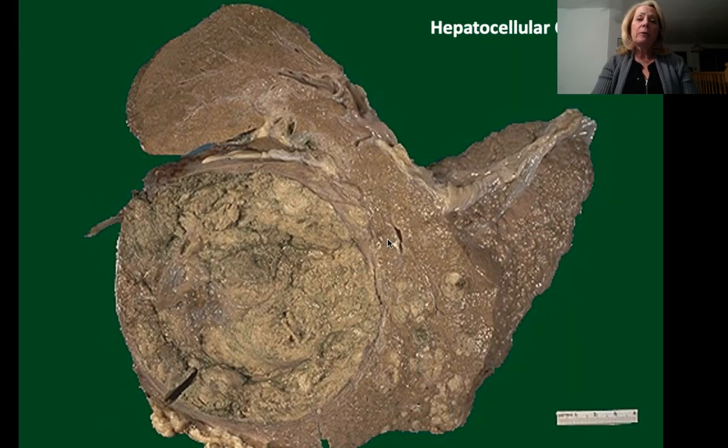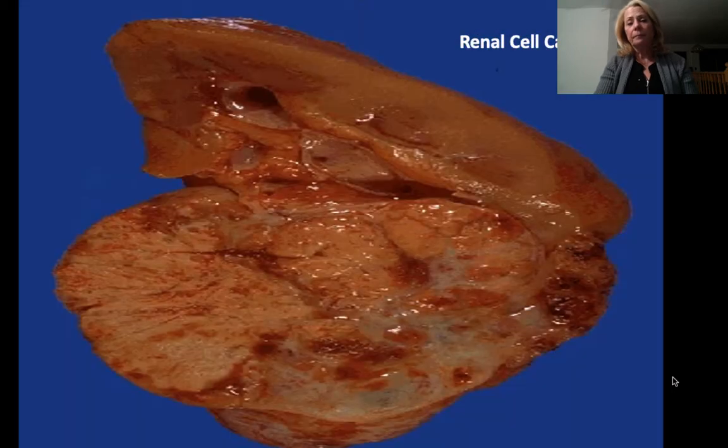This is a hepatocellular carcinoma, and you can see that here, and then you can see how it has invaded all throughout here and metastasized. That is not an actual capsule here. That's just part of the liver. This is a renal cell carcinoma, and you can see all of these tumors here, and then all of this invasion that's going on.